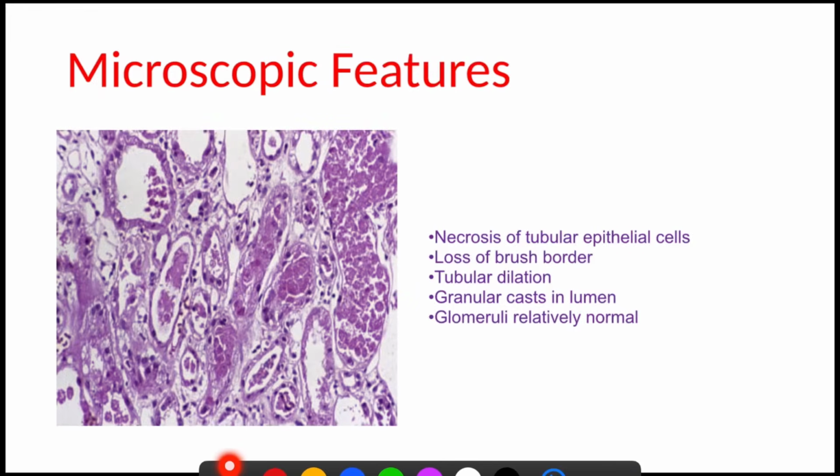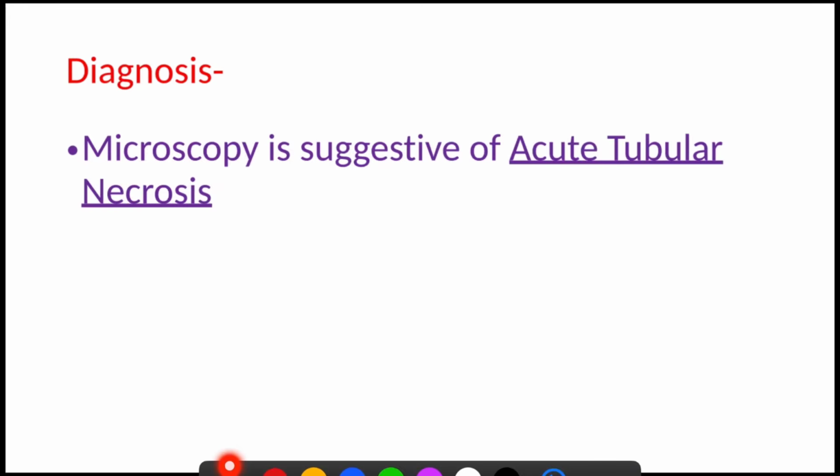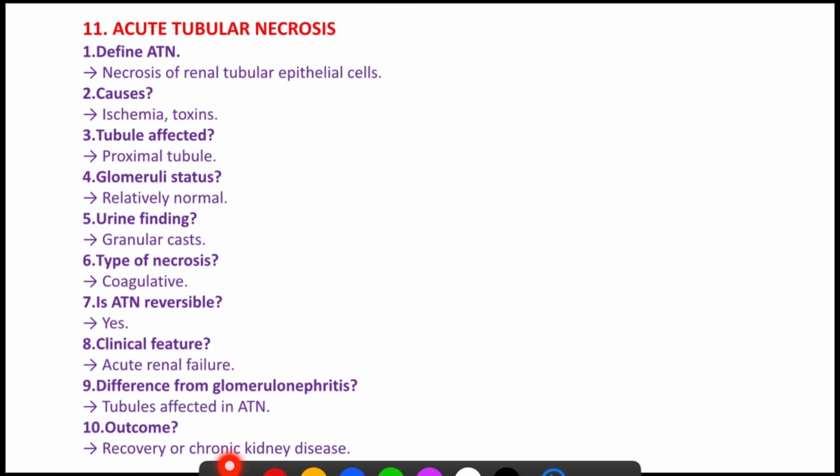So microscopic features include necrosis of tubular epithelial cells, no brush border is identified, tubular dilatation, and these are called granular casts in the lumen. So granular casts are made up of necrosed tubular cells, and glomeruli are not visible here, but they are relatively normal. So these are all features suggestive of acute tubular necrosis.